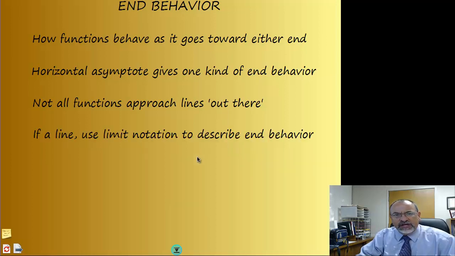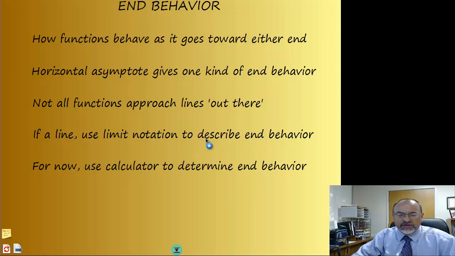Okay. Now, if out there at the ends the graph does approach a line, we're going to use limit notation to describe what's happening out there. We talked about limit notation in another video. We're going to use it in this video and show you how it needs to be done. For now, we're just going to use our calculators to look at end behavior. Later on in the year, as we get more adept at looking at equations and getting a picture of the function in our mind, we'll be able to tell it without actually using our calculator. But for right now, we'll use our calculator.